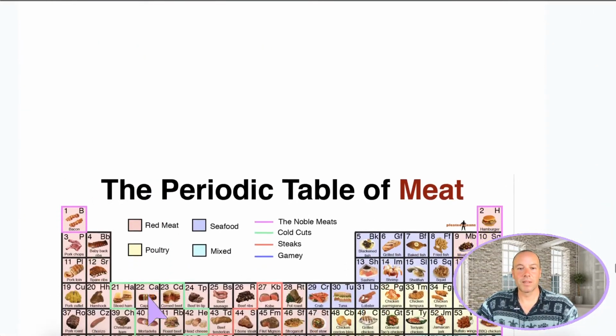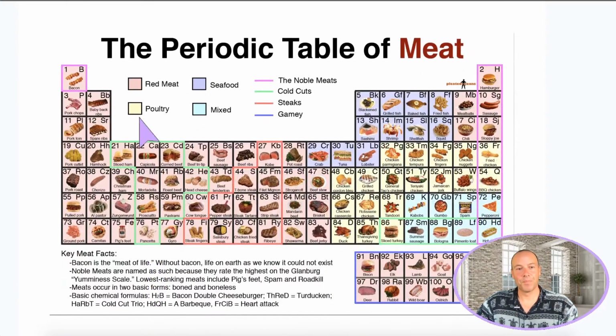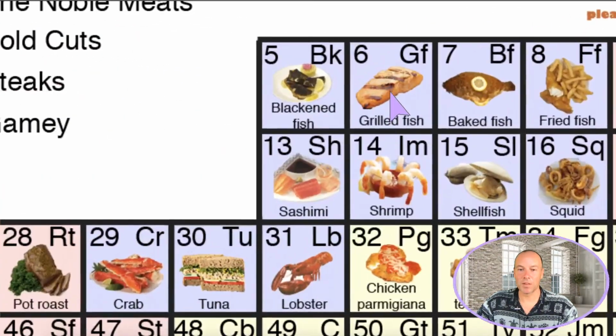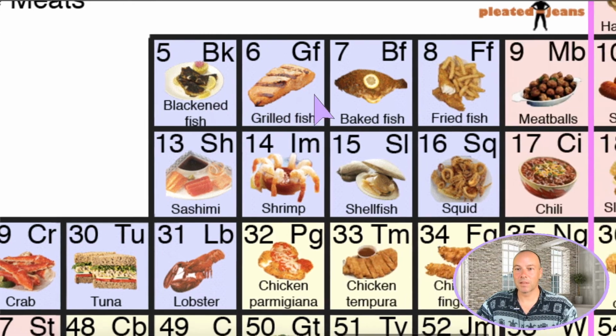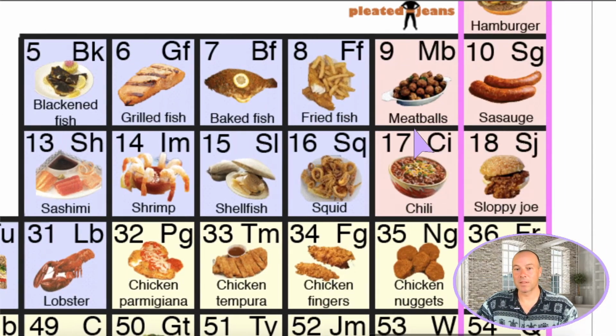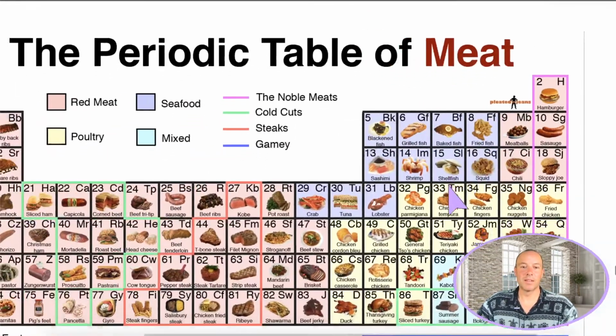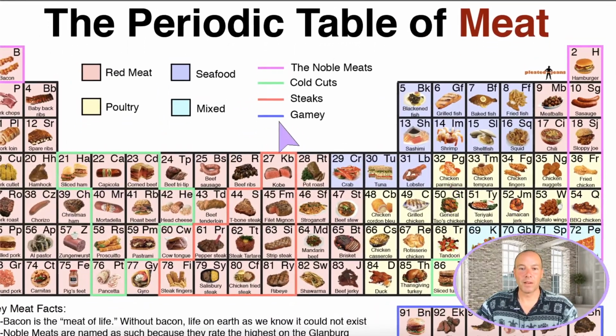So, what else? Here's a periodic table of meat. So it's even color-coded. Red meats, poultry, seafood, mixed. Lots of different types of meats out there. So, for example, here's some grilled fish, baked fish, fried fish, sashimi, shrimp, shellfish, squid, lobster, tuna, crab, blackened fish, meatballs, chili, goes on and on. Which ones are gamey?